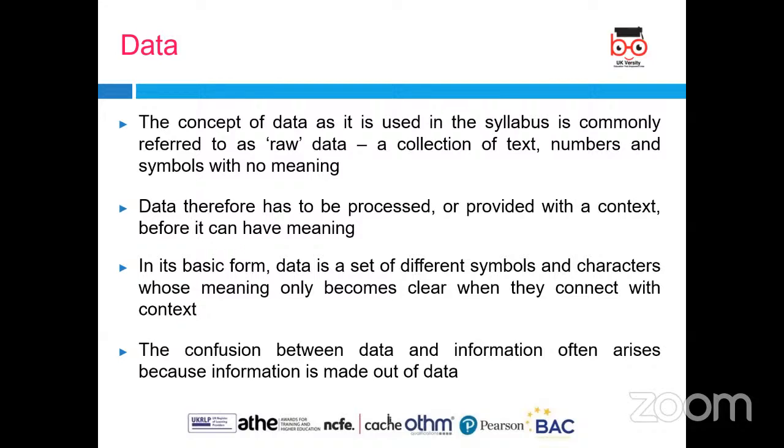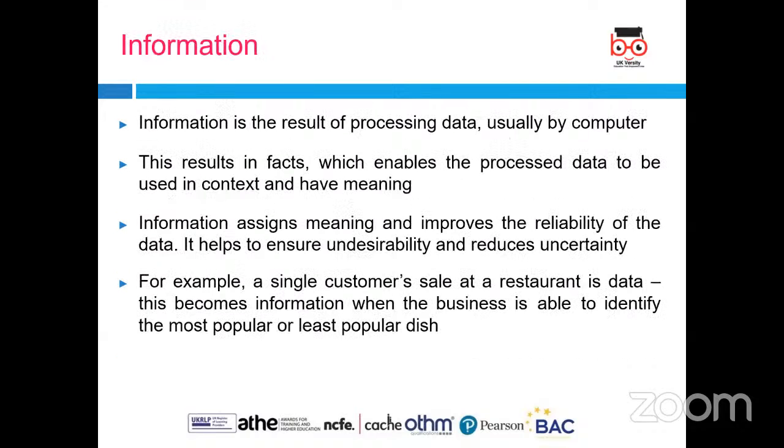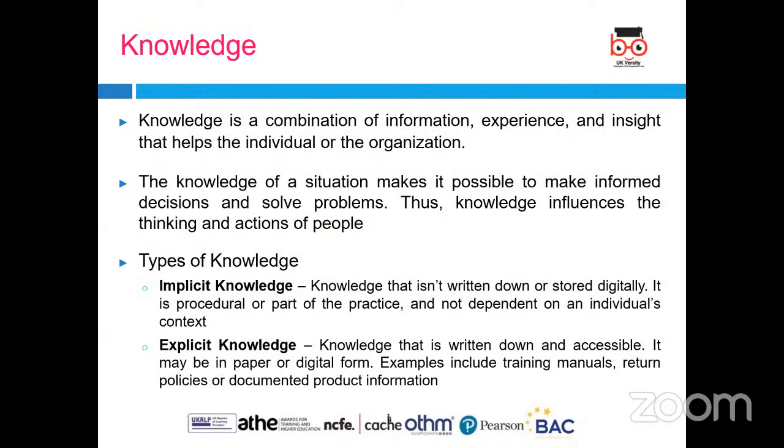So as explained, there's always confusion between data and information, where information is the result of processing data, usually by computer. So information could be the name of a person, age, or any useful information about them. And information assigns meaning and improves the reliability of the data. By collecting all of them and structuring them, we can now have structured data.